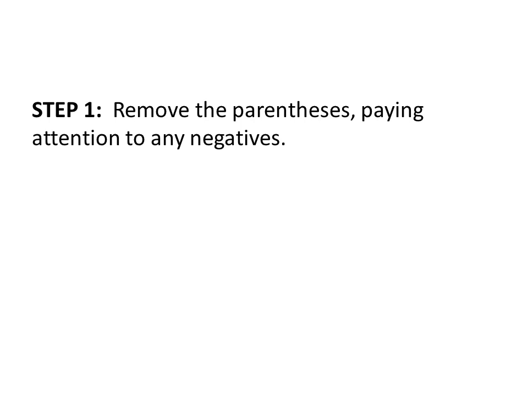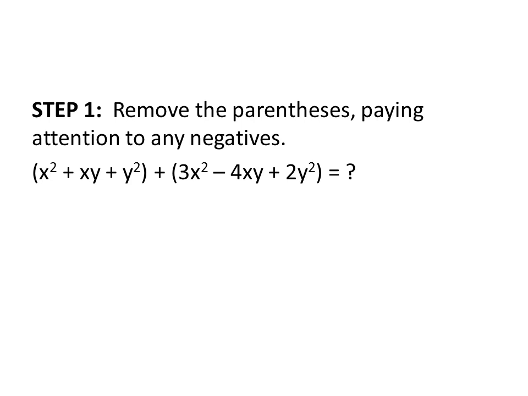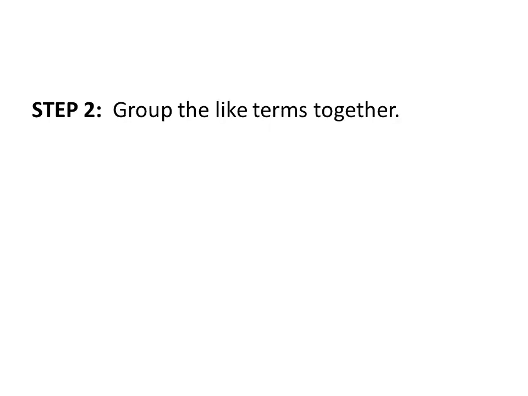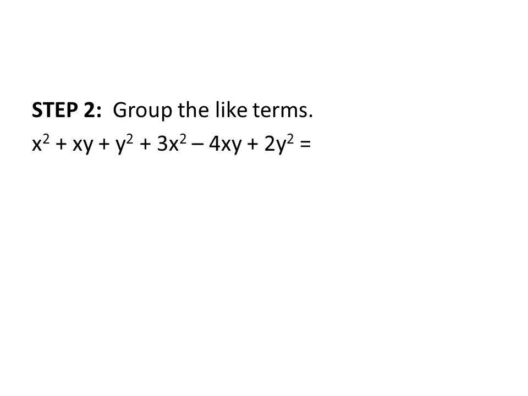Okay, here we have a positive, so we can simply move on. Okay, again, remember, remove the parenthetical. Pay attention, though, to any negatives, of course, within the parenthetical. Removing the parentheses, then, we can just move all of our terms down, like we can see here. For our second step, then, we need to group the like terms together. So here's our expression again, x squared plus xy plus y squared plus 3x squared minus 4xy plus 2y squared.